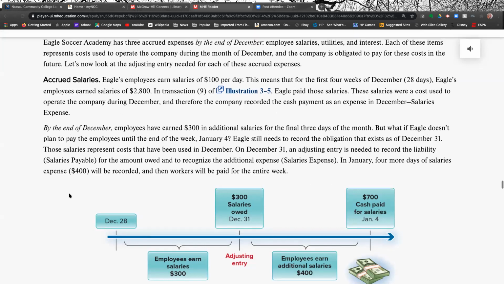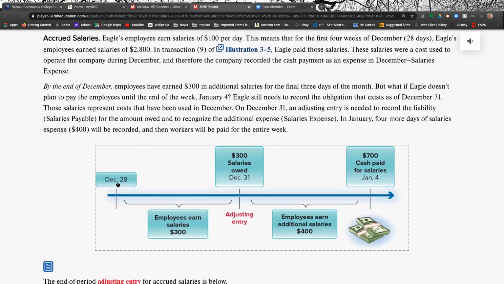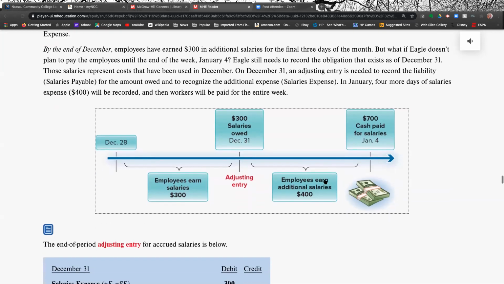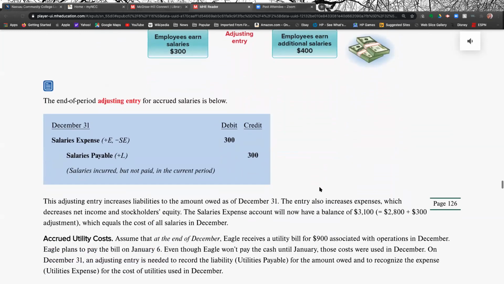Now here, right, they're saying that the last time people got paid was December 28th, and the next time they're going to get paid is January 4th. So December 31st kind of pops up in the middle there. So if the employees earn $700 a week, $300 of those salaries was in December, and the other $400 will be recorded in January. Right? Debit salaries expense, credit salaries payable.